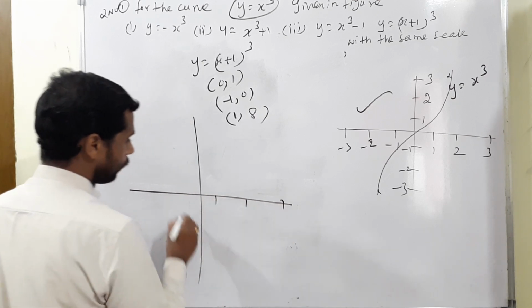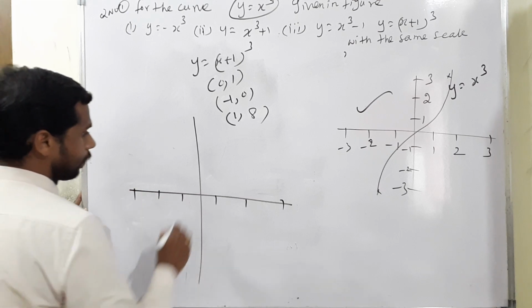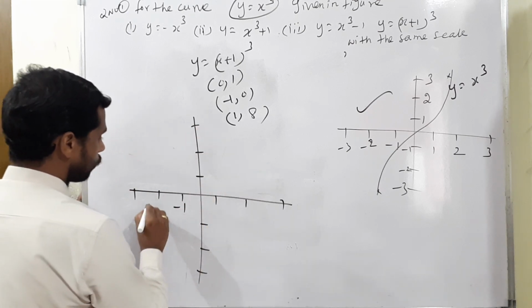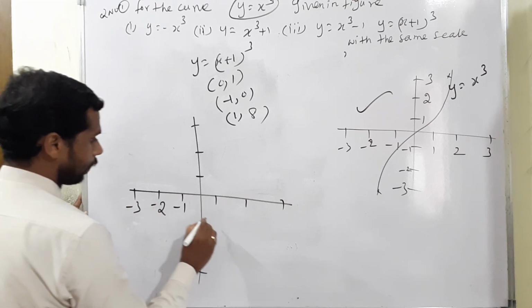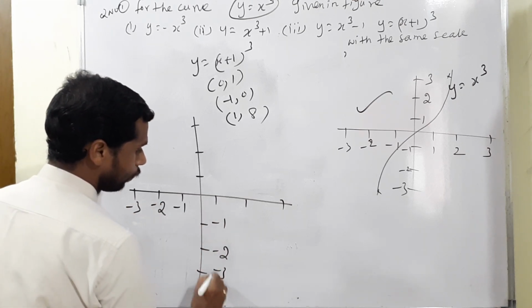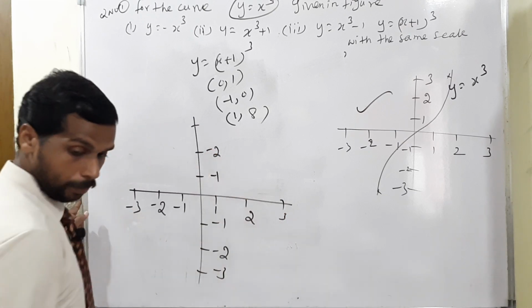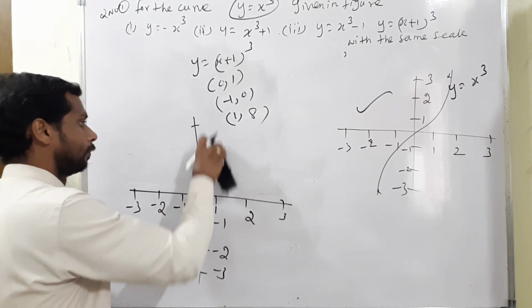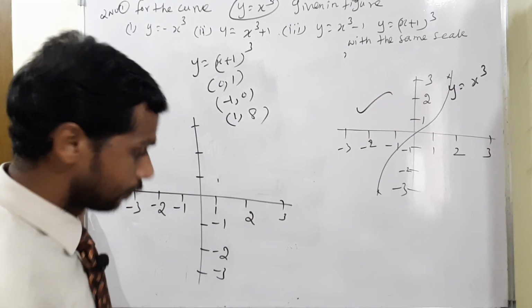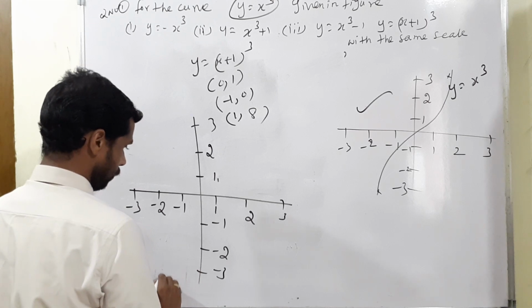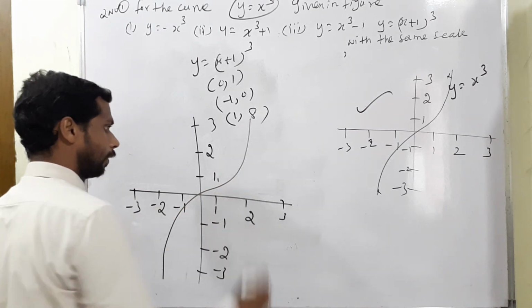1, 2, 3. Minus 1, minus 2, minus 3. 1, 2, 3. 1, 2, 3. Minus 1, minus 2, minus 3. Minus 1, minus 2, minus 3. 1, 2, 3. Minus 1. Sorry, my dear. So 1, 2, 3. The given case like that.